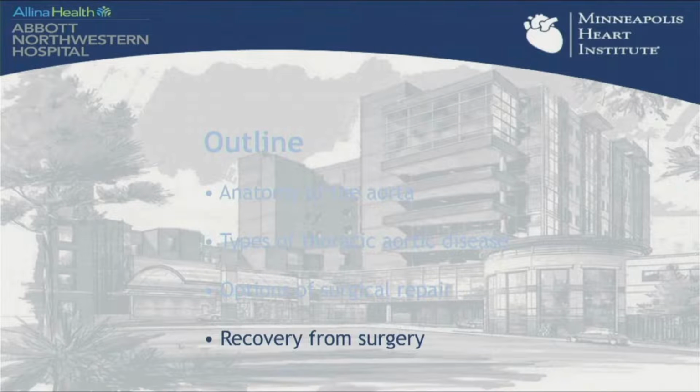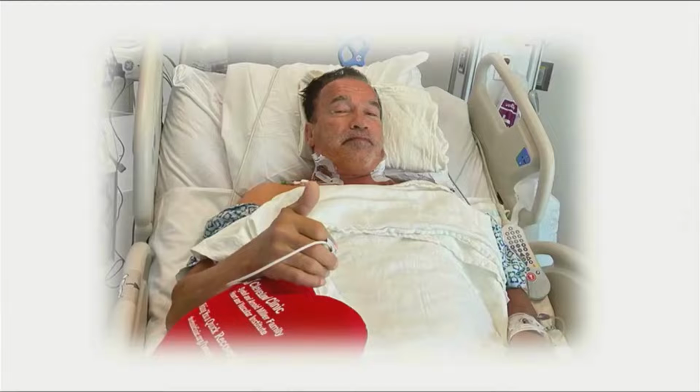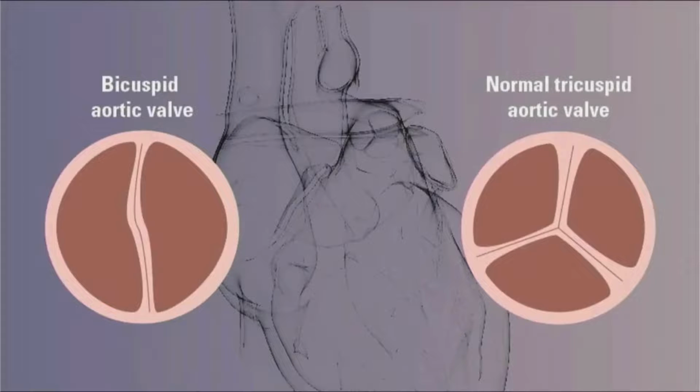And so let's talk a little bit about the recovery from surgery. You guys probably recognize who this is. This is Arnold Schwarzenegger. He was born with a bicuspid aortic valve, which is only present in 1% to 2% of the general population, but he's undergone several open heart surgeries to correct that problem. And again, a bicuspid valve is when you're born with 2 leaflets instead of 3.